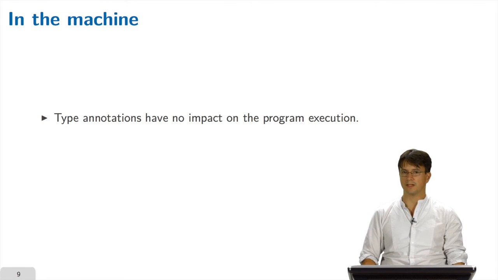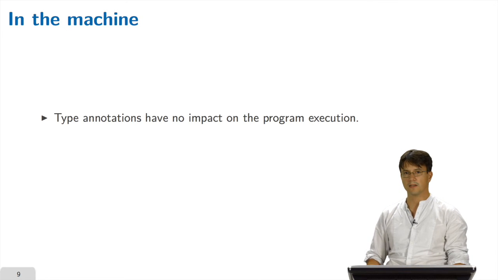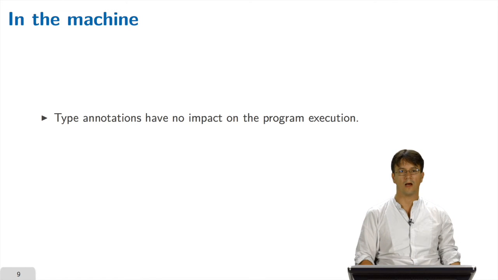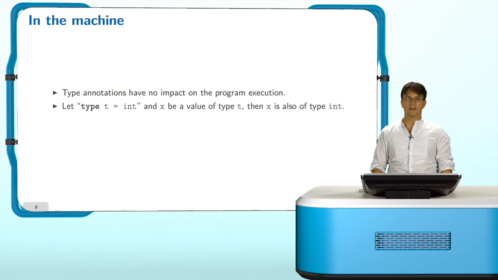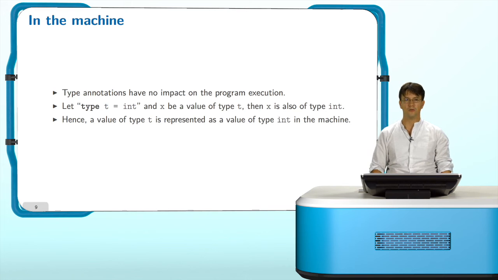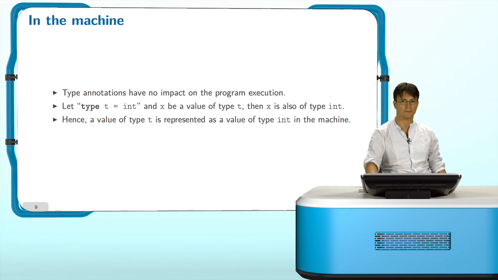You have to understand that in OCaml, types are static, which means that they do not have an impact on the program execution. This means that when you have a type t which is equal to int, and you have an x of type t, then this x is also of type int, which means that a value of type t is represented exactly as the value of type int in the machine.